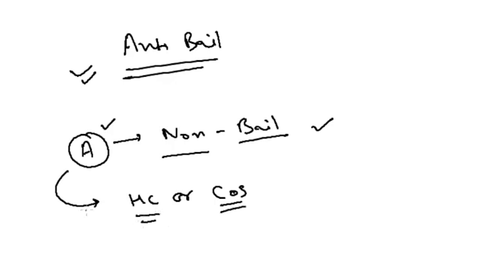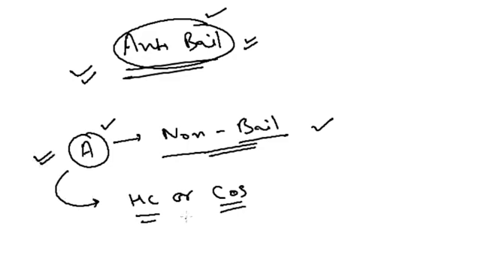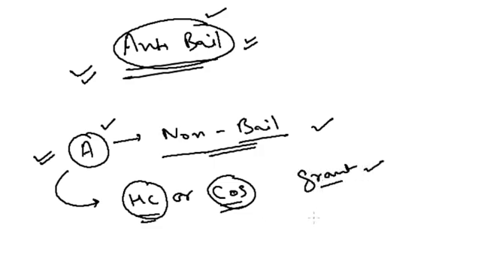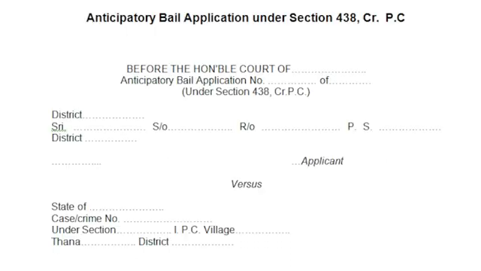Anticipatory bail is always granted in cases of non-bailable offences, when there is apprehension that a non-bailable offence has been committed. So the accused person is under apprehension and he can apply to High Court or Court of Session. Wherever he applies, the court either grants the anticipatory bail or rejects it as well. So today we are going to understand the format of anticipatory bail.